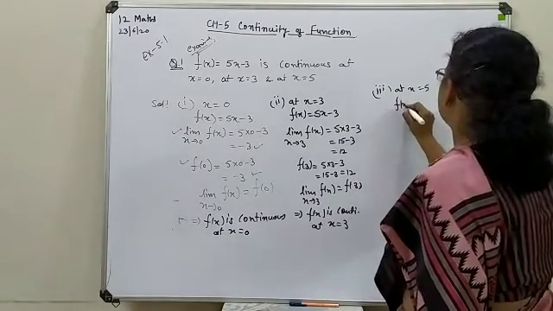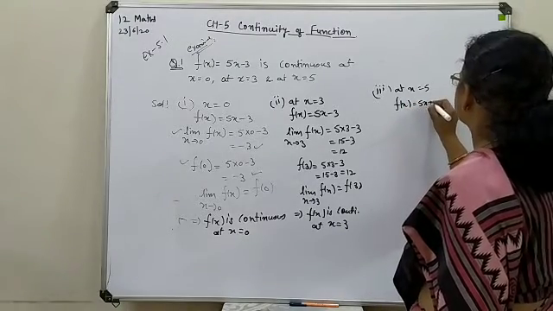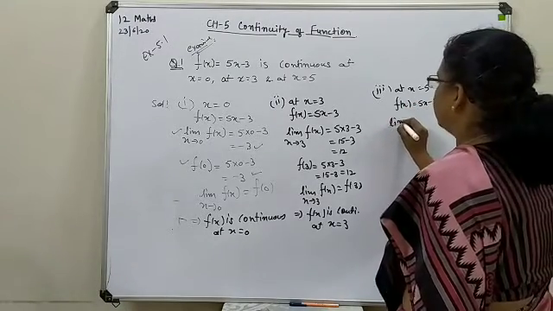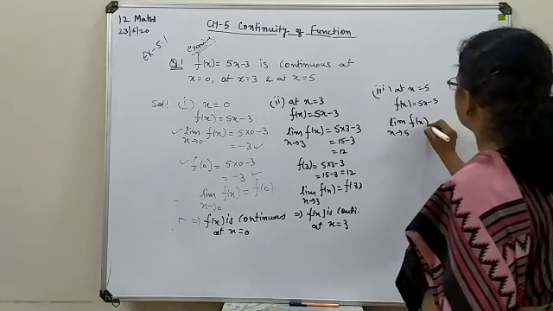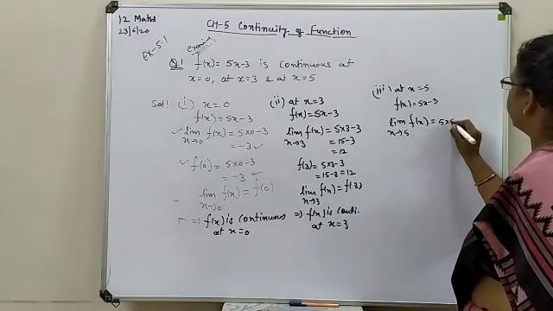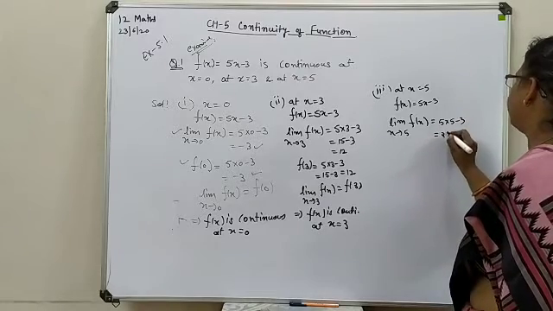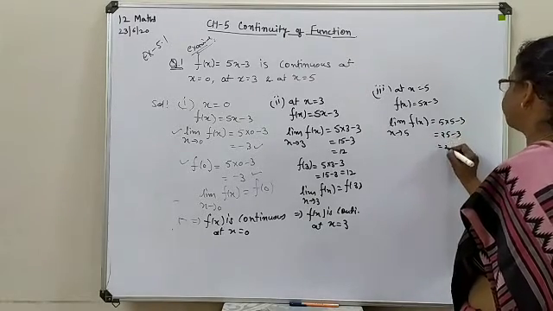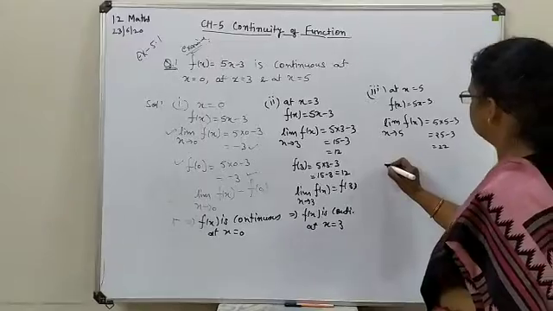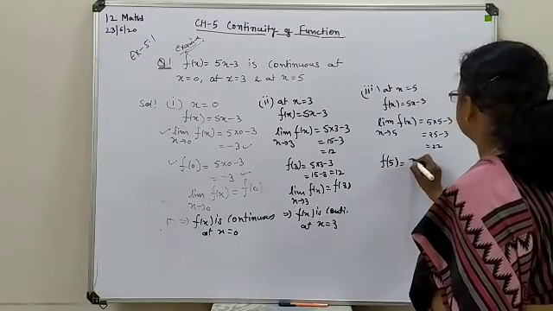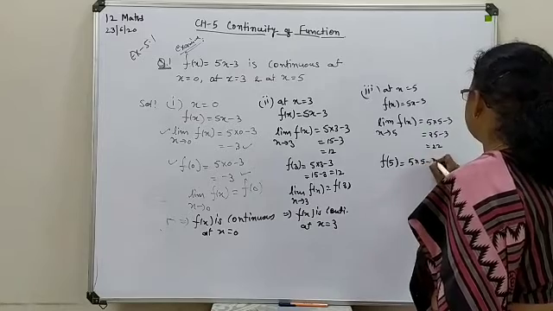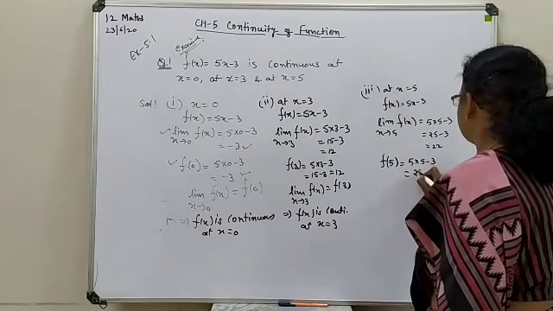Your function will remain as such. Limit x tends to 5 f(x): 5 into 5 minus 3, 25 minus 3, 22. Function value you check at 5: 5 into 5 minus 3. Formally everything is right.